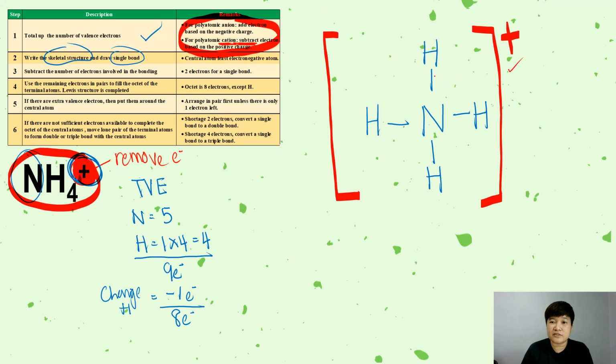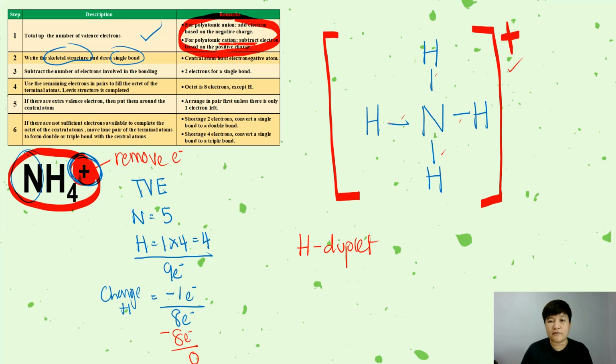So, you have 4 single bond over here. Single bond, single bond, single bond, single bond. 1 single bond, 2 electron. So, 4 times 2 minus 8. And you have 0. We are done with the electron. When you're done with the electron, let's check whether they achieve octet or duplet or not. Hydrogen over here achieve duplet. All hydrogen over here achieve duplet.